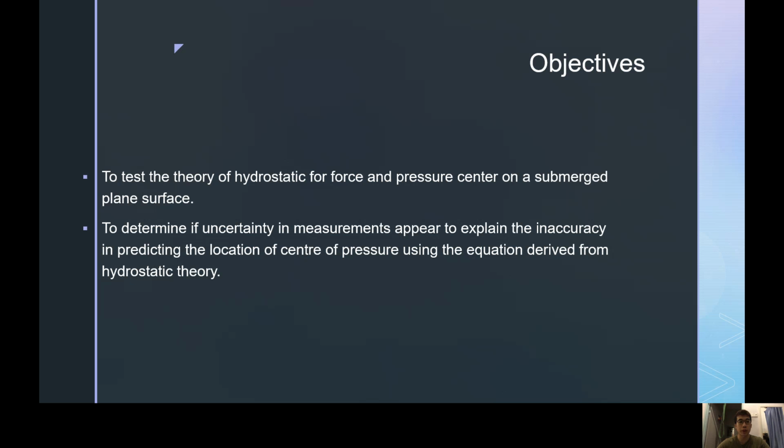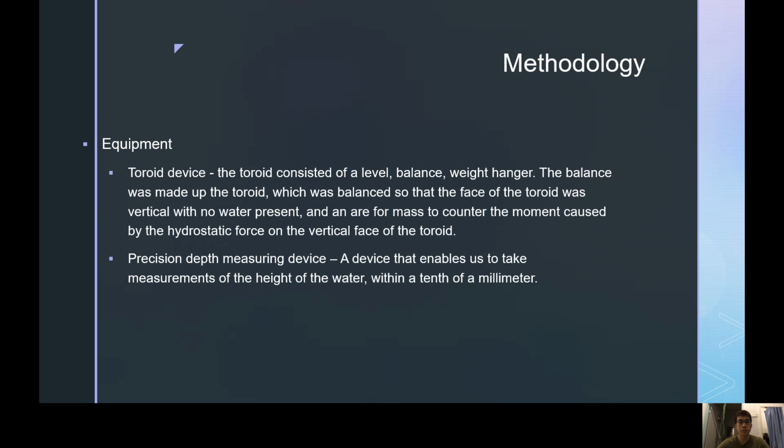The objectives of this experiment are to test the theory of hydrostatics for force and pressure center on a submerged plane surface, and to determine if uncertainty in measurements appears to explain the inaccuracy in predicting the location of the center of pressure using the equation derived from the hydrostatic theory.